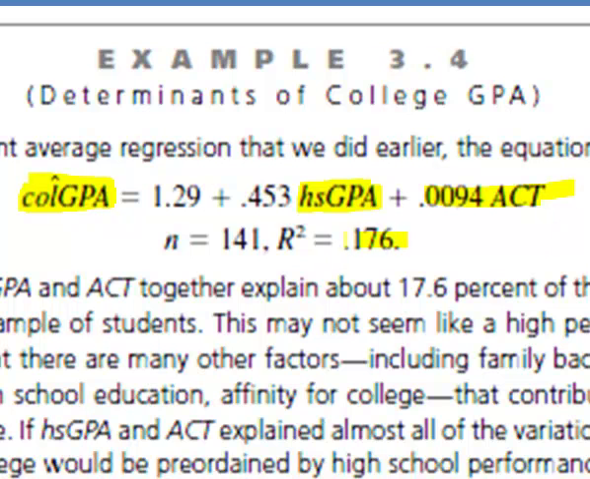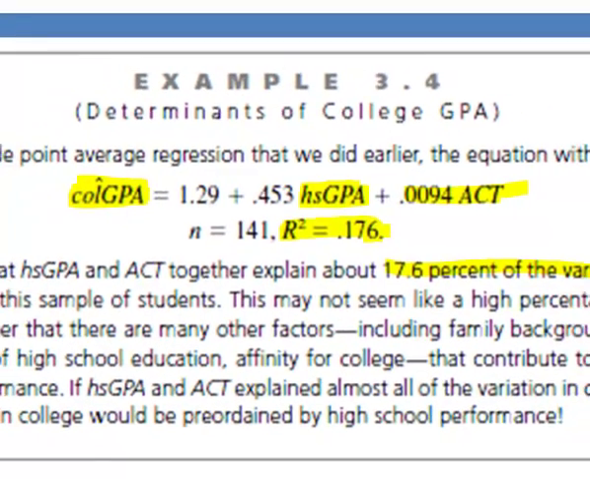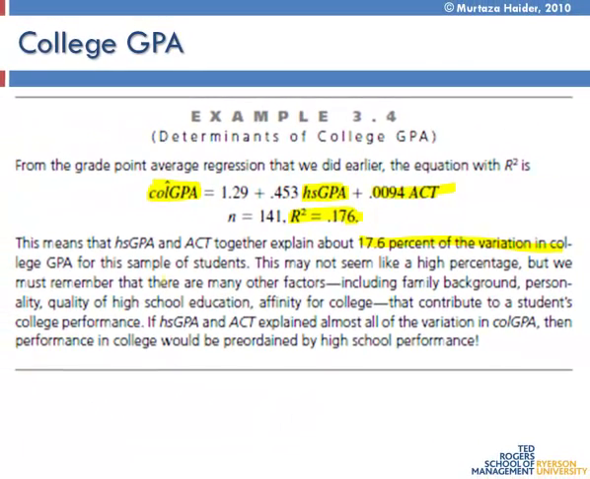We see that these two explanatory variables explain 17.6% of the variation in college GPA, and if you look at it further, you see that for a 1 unit increase in the high school GPA, the college GPA goes up by 0.453. So the high school education, basically the quality of high school education, contributes to a student's college performance.